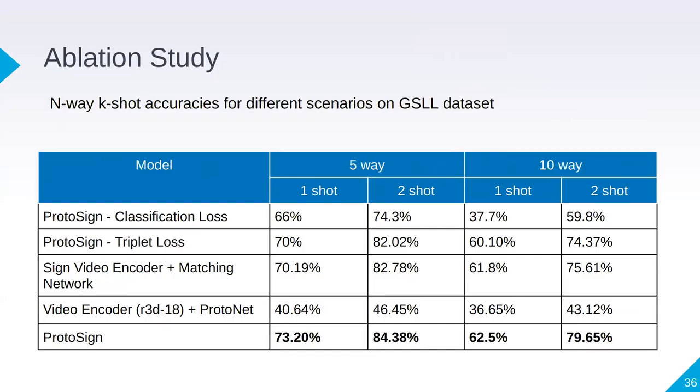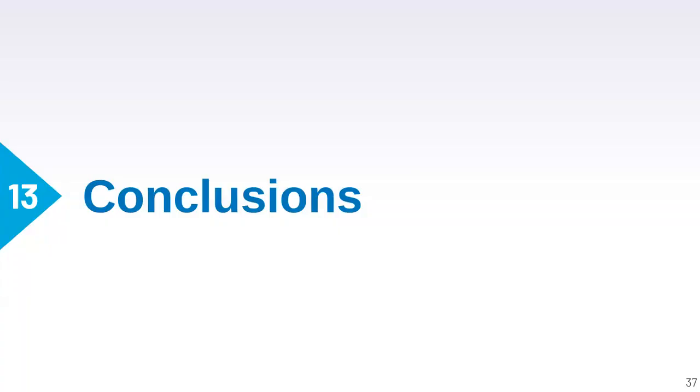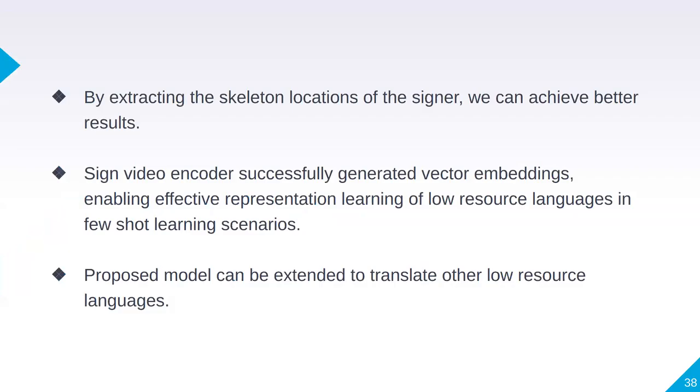These are the results for the GSLL dataset. Here, the ProtoSign model has achieved the best accuracies in almost all the cases. Based on the above results, we came to these conclusions. By extracting the skeleton locations of the signer, we can achieve better results. Sign video encoders successfully generated vector embeddings, enabling effective representation learning of low-resource languages in few-shot learning scenarios. And the proposed model can be extended to translate other low-resource languages.